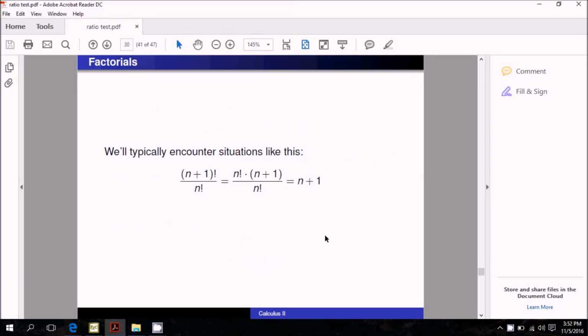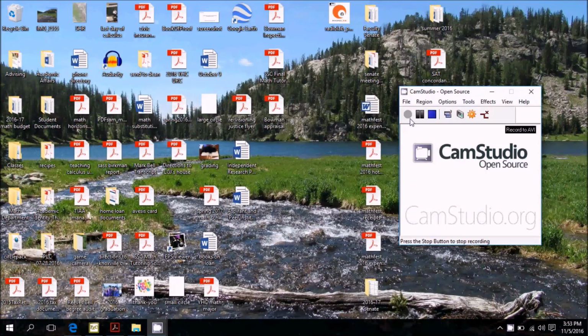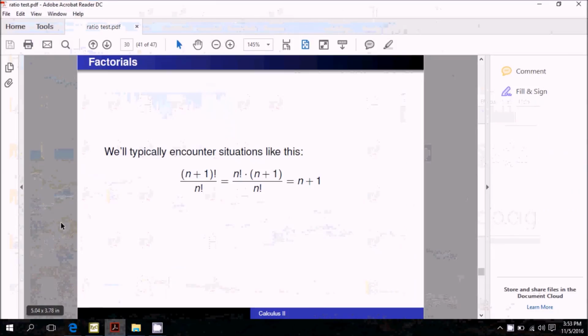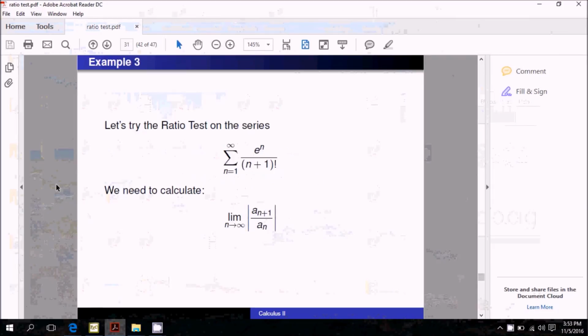We'll encounter situations like this, so n plus 1 factorial over n factorial. And so again, n plus 1 factorial can be rewritten as n factorial times n plus 1. Then these n factorials would cancel out, leaving us just n plus 1. Okay, so here's our final example, example 3. Let's do the ratio test on this series. And I would say go ahead and pause this video and try to do the ratio test and see what you come up with.